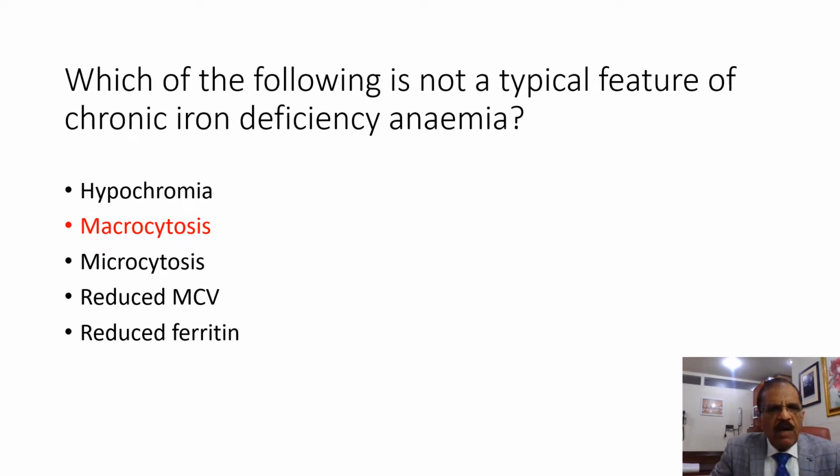Macrocytosis. Because hypochromia, microcytosis, hypochromic microcytic picture is typical of chronic iron deficiency anemia, and reduced MCV is the same as microcytosis. And then the cause behind this is iron deficiency, that is reflected as reduced ferritin. So macrocytosis is not the feature of chronic iron deficiency anemia unless there is an additional pathology. Then of course that is due to additional pathology. It is not due to iron deficiency. In iron deficiency you get microcytosis, not macrocytosis. Let's take the next question now.